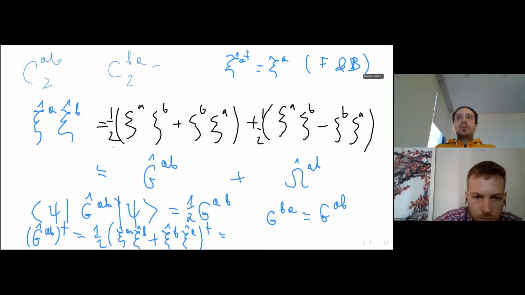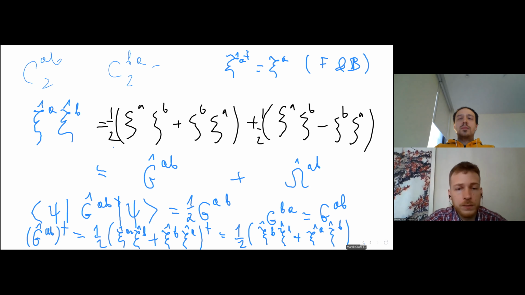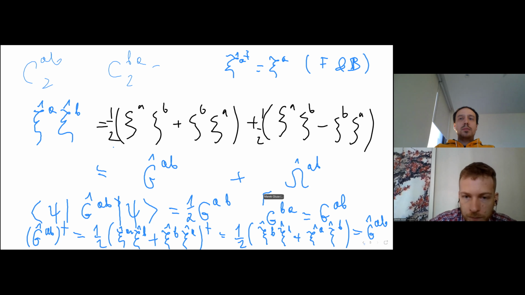Okay, so 1/2 psi B psi A plus psi A psi B. All right, so we have this operator equality. And if the operators are equal, they have equal expectation values. So we get this, right? So we get the symmetry out of the hermiticity of the operators.